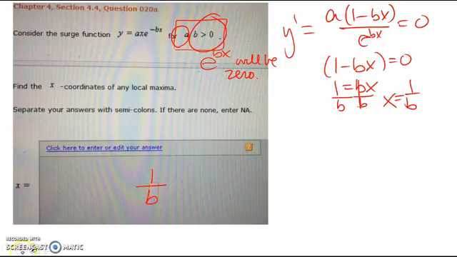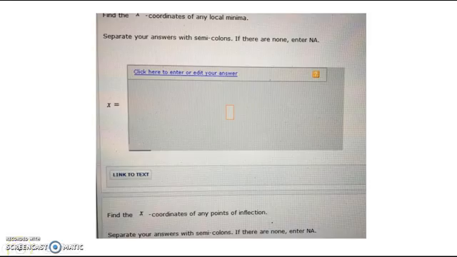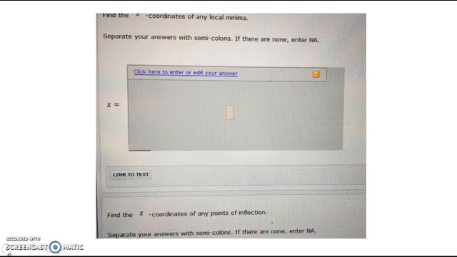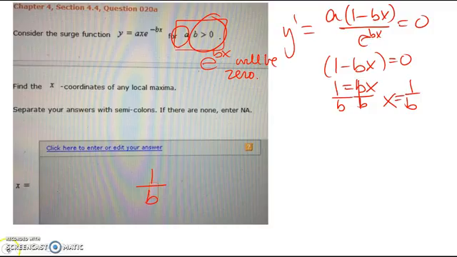Now let's see what the next page says. Minima, and then find the points of inflection. We are only finding one critical point. So I guess I need to figure out if this is a maxima or a minima, right?